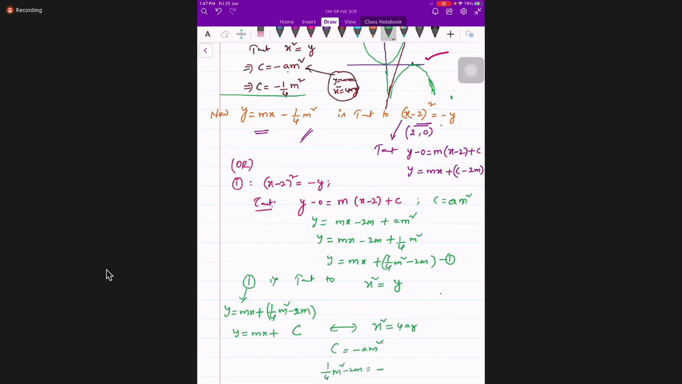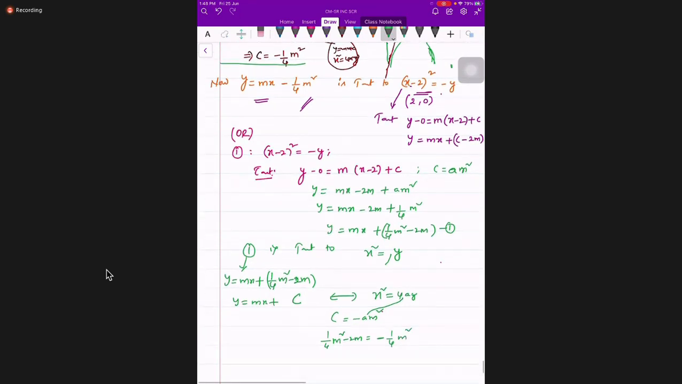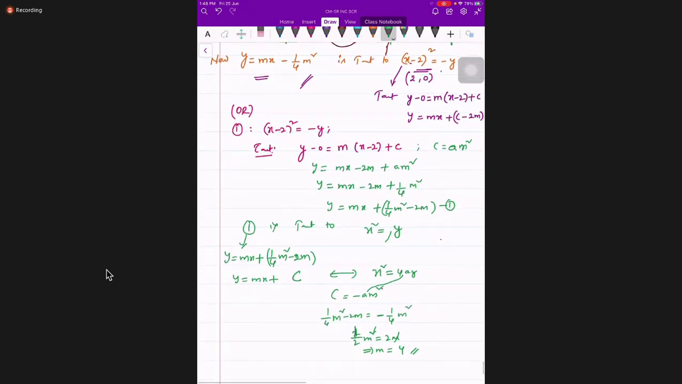In the place of a, here what is there? 4a is 1, so a is 1 by 4, so 1 by 4 m square. Now 1 by 2 m square equal to 2m, no? m and m get cancelled, m is 4, right? This is okay, no? So take the confused parabola first and remove the c from there. Got it, students?